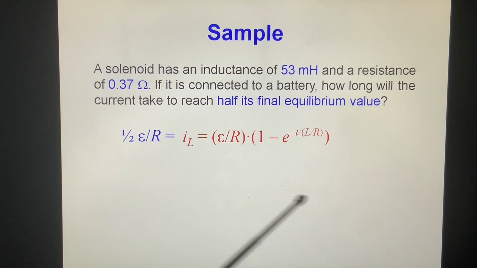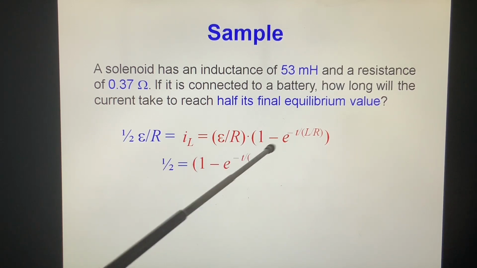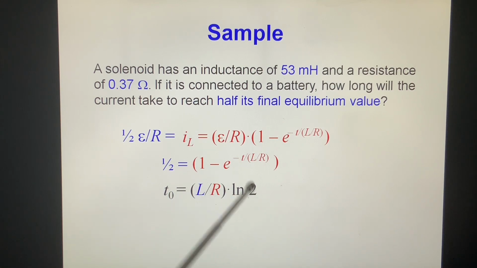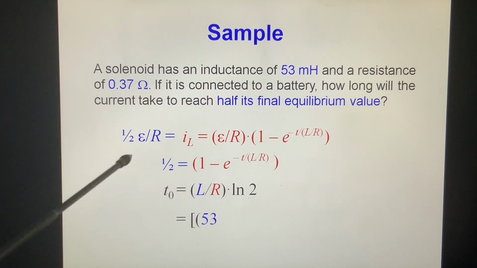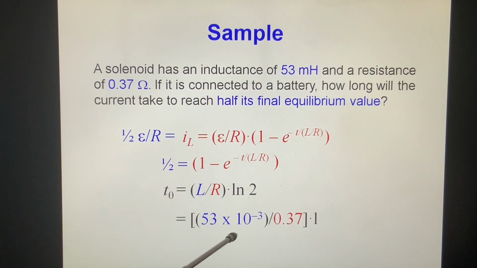From this equation, we cancel epsilon over R, and we get one half equals 1 minus e to the minus t over tau. So it's very easy to find t. T equals L over R times the natural log of 2. Then we put the numbers in. L is 53 millihenry, and the unit should be Henry, so we multiply by 10 to the minus 3. We get a time of about 0.099, about 0.1 second.